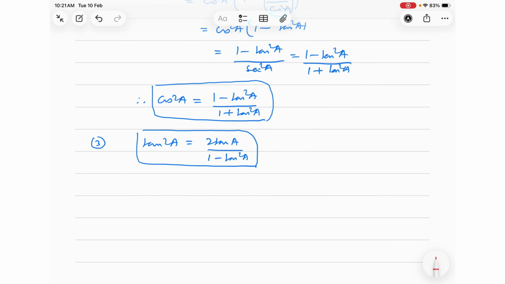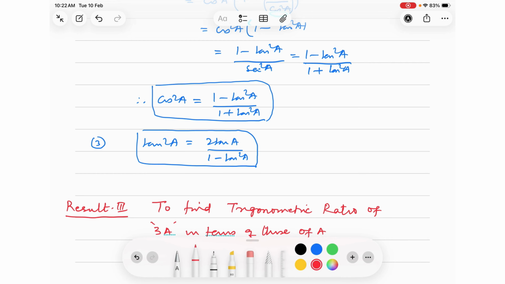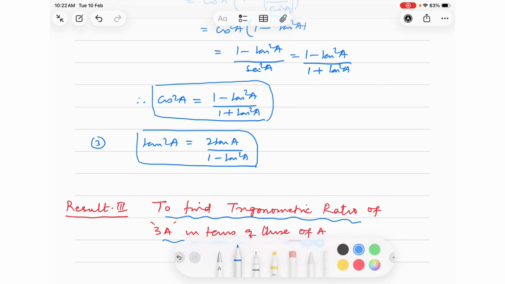Now in this chapter, the third result is to find trigonometric ratios of angle 3A in terms of those of A. This is our third result in this chapter: trigonometric ratios of 3A in terms of those of A.